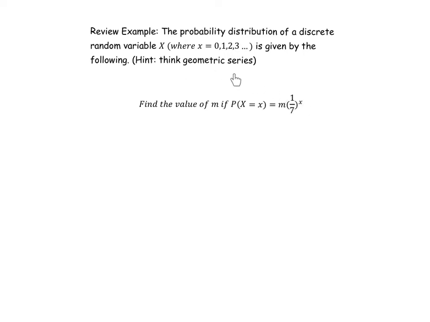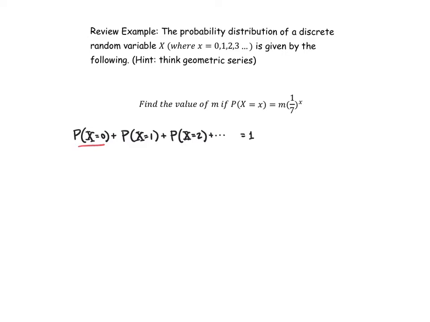Now I'll give you a hint, and that is that there is a geometric series hidden here. So let's consider for a moment all of these possible outcomes and their probabilities. So let's take the probability that our discrete random variable equals 0, plus the probability that our discrete random variable equals 1, plus 2, and let's just send it off to infinity. Right, well, we know that this, based on the definition of a discrete random variable, should equal 1.